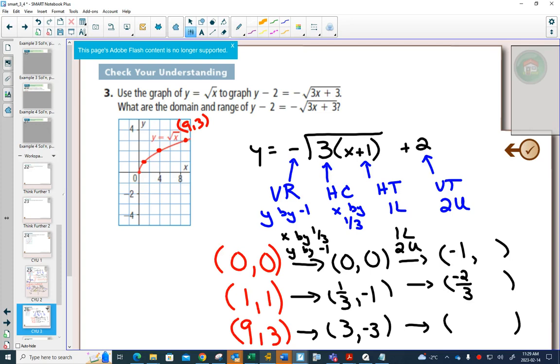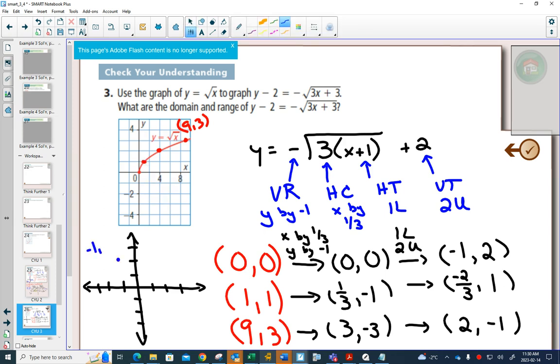And then 3 minus 1, oh, that's a lot easier. It'll just be 2. Finally, we need to go 2 up. So 0 will go to 2, -1 will go to 1, and -3 will go to -1. And we've got our 3 points. So over here, I'm going to label these points. So (-1, 2), (-2/3, 1). I'm just going to put that dot approximately where -2/3 is. And then (2, -1).